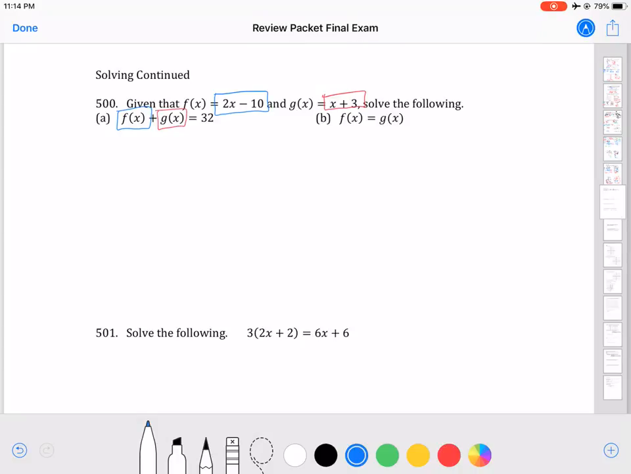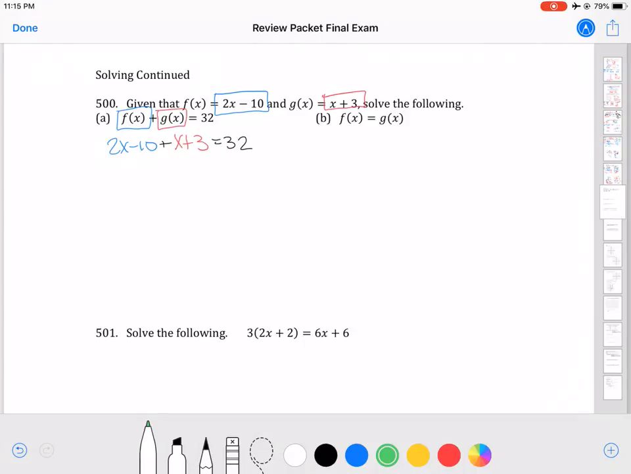I'm going to plug in what f of x and g of x are. So in place of f of x, I'm going to plug in 2x minus 10. That plus sign from the formula is going to come down, and now I'm going to plug in the g of x, which is x plus 3, and then that equals 32 just comes down. And I'm just going to go about solving this.